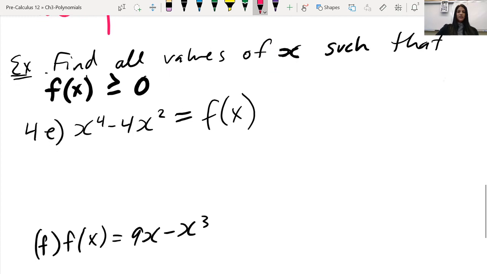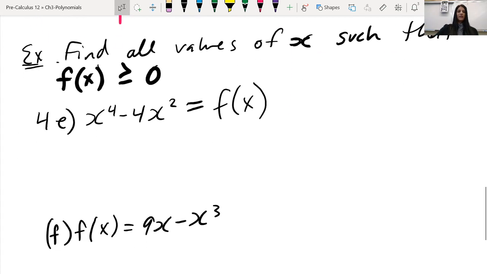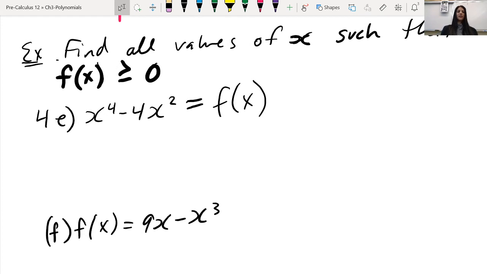Moving on, find all of the values of x such that f of x is greater than or equal to 0. Okay, so you've kind of seen things like this in the past, but not quite in this form. So let's think our way through this.